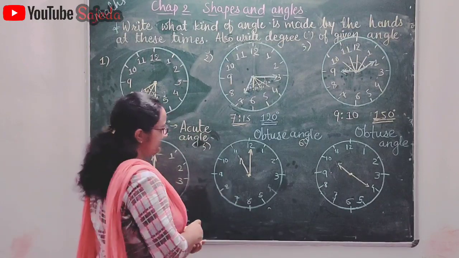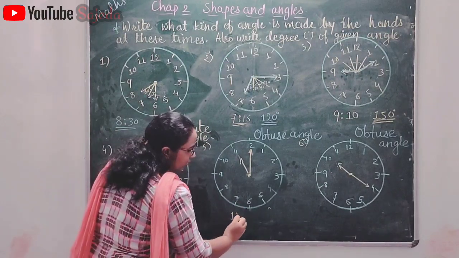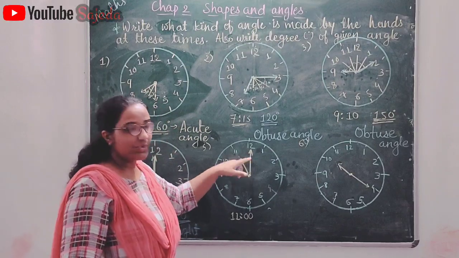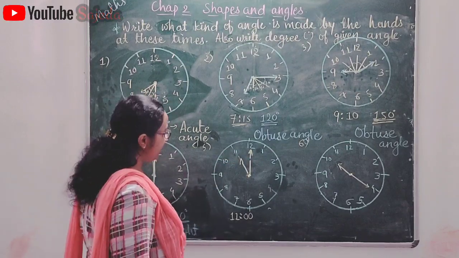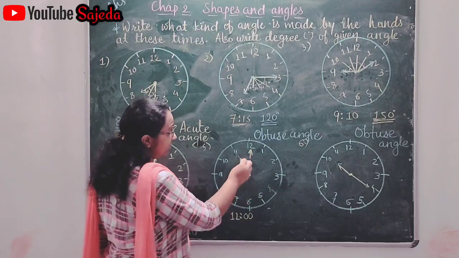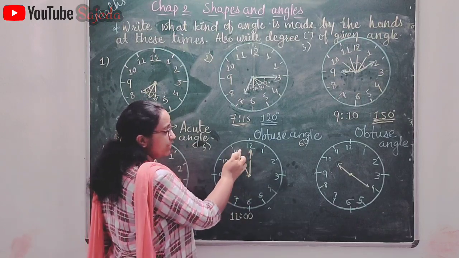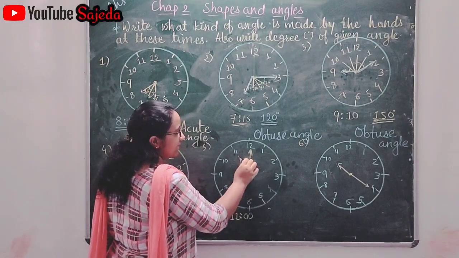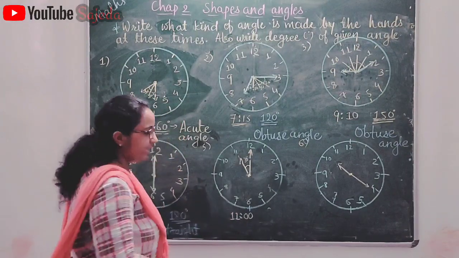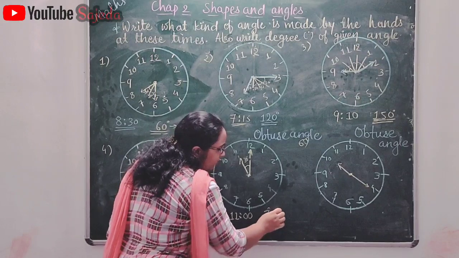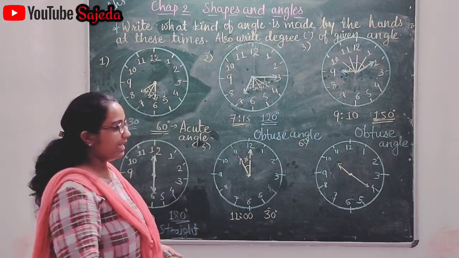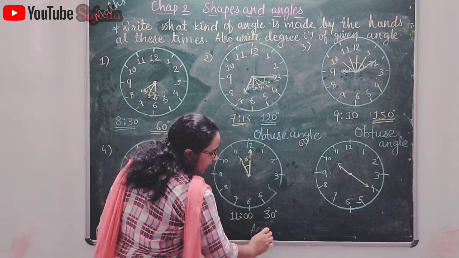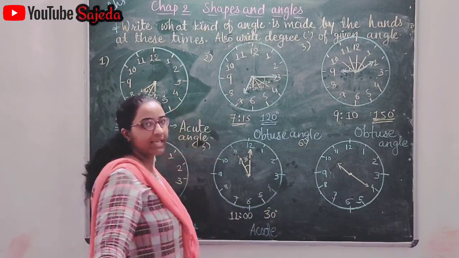Next example, time is 11 o'clock. Small hand is on 11 and big one is on 12. You can see here that there isn't any digit between 11 and 12. So we know that between each two digits the angle is of 30 degree. So here the measurement of this angle is 30 degree, and 30 degree is less than 90 degree. So we can say that the type of angle is an acute angle.